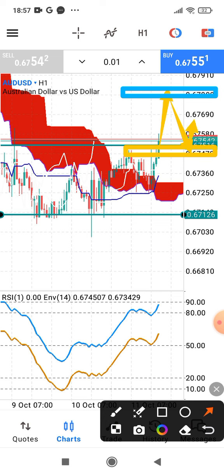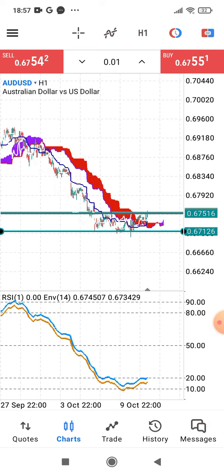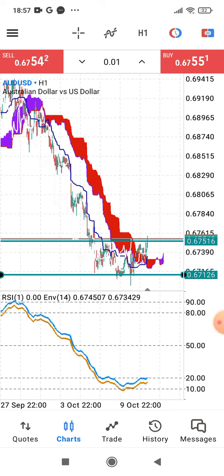So if at all it comes, it will break. So that is what I'm waiting for. I'm still waiting for the market to break, then come back to retest, then I will enter there, because already I will be having a change in the direction of the market. So guys, that is how to trade this market.